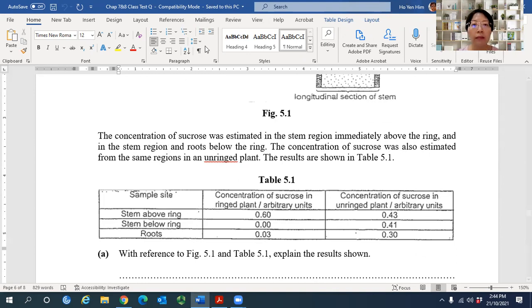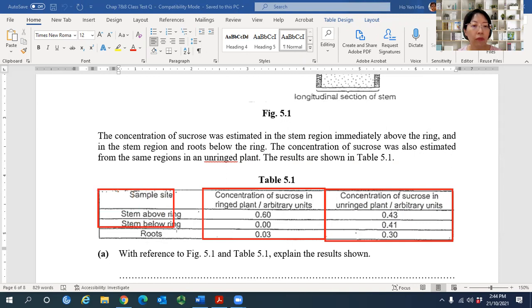So you've got a ringed plant, which is the experiment over here, and the data is here. And then this is a control. Control means it's a normal plant where you don't ring it. So you want to compare between the control and experiment, what's the difference? And then these are the 3 different locations where they measure the sucrose for the plant. So you've got the stem above the ring, the stem below the ring, and also the root, which is below the ring.